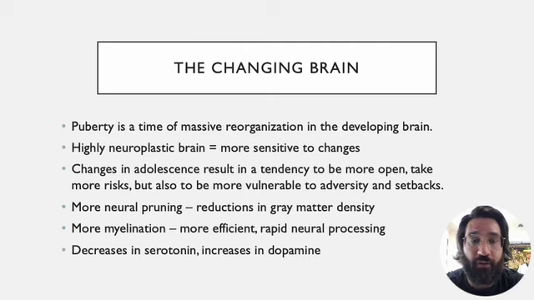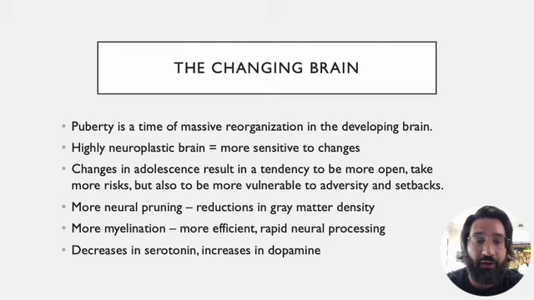And some of these changes that we observe lend themselves to a sort of more openness, a willingness to take more risks, but at the same time to be more vulnerable to adversity and setbacks. So there's a kind of increase in risk-taking and sensation-seeking. At the same time, there's a greater sensitivity to disappointments and setbacks and adversity. This is also a time of massive neural pruning. This is where we observe reductions in gray matter density.